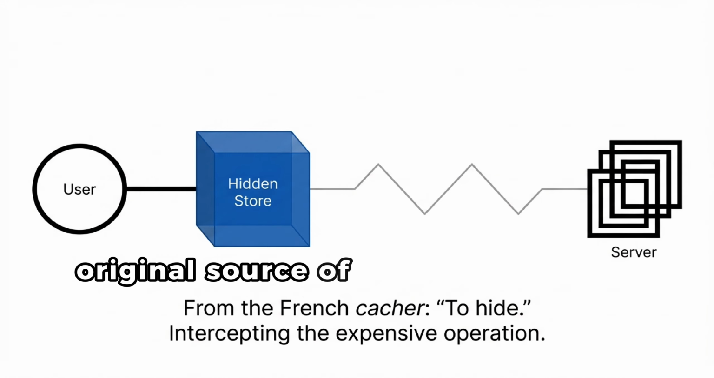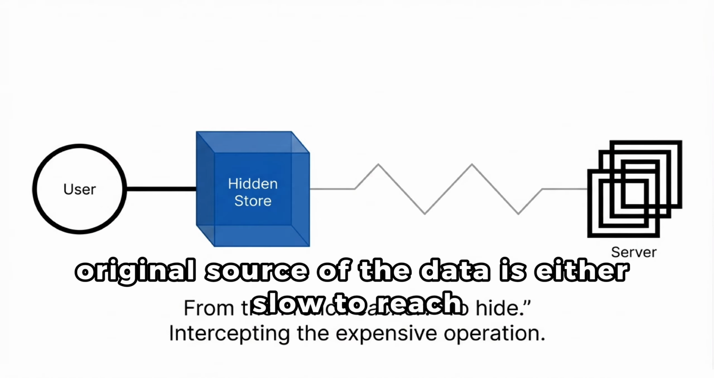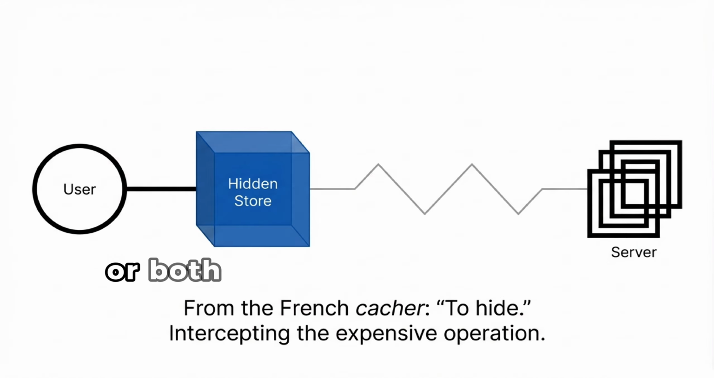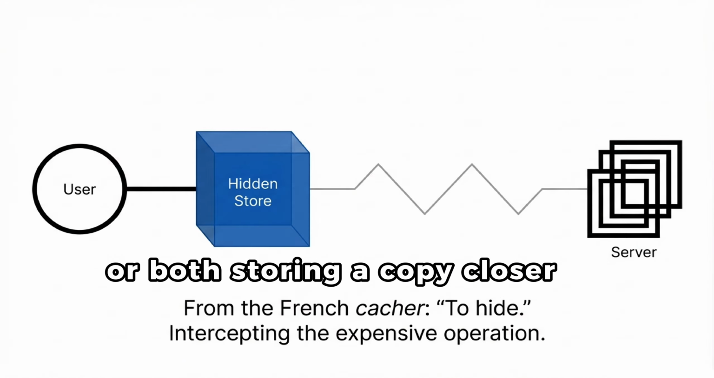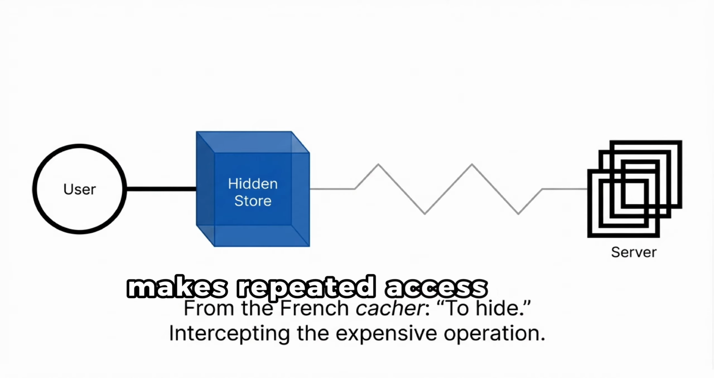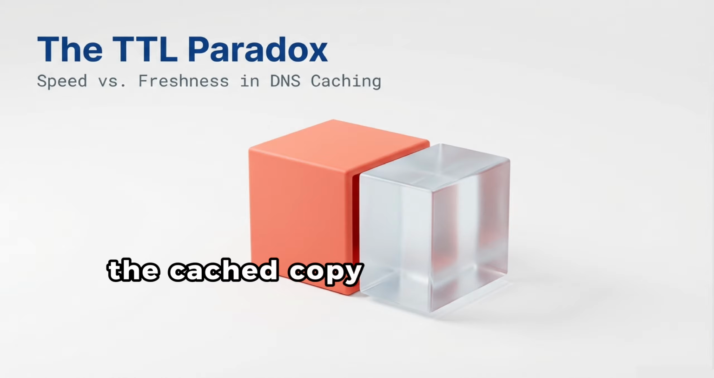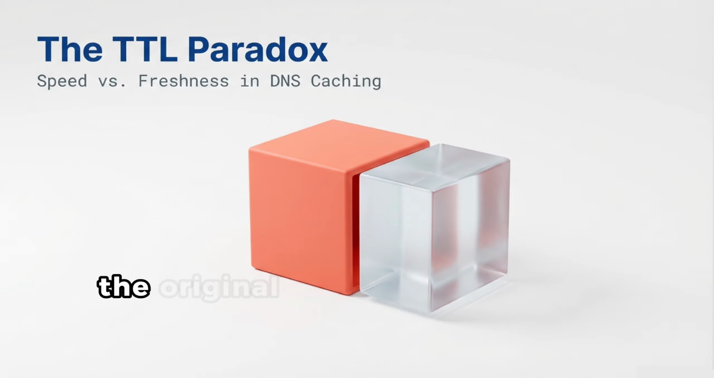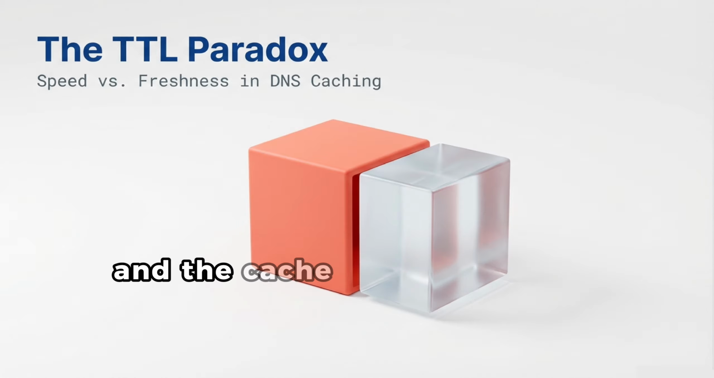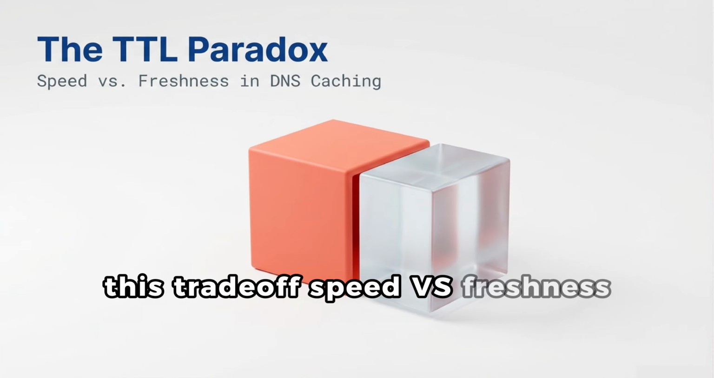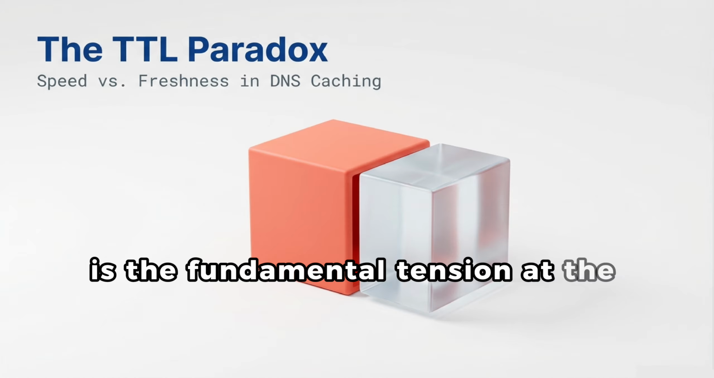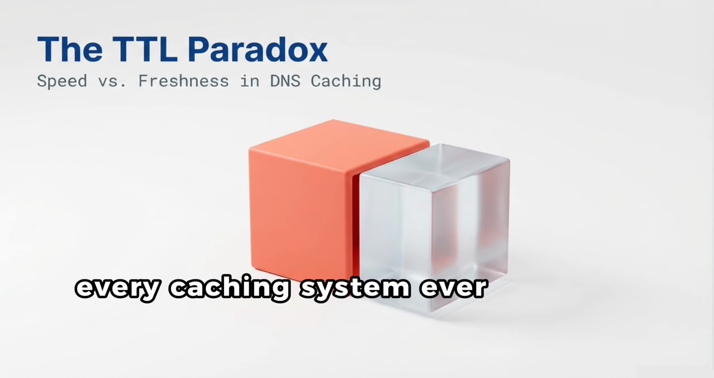The original source of the data is either slow to reach, expensive to query, or both. Storing a copy closer to where you need it makes repeated access faster. The trade-off is always the same too. The cached copy might become outdated. The original source might change, and the cache might not know about it. This trade-off, speed versus freshness, is the fundamental tension at the heart of every caching system ever designed.